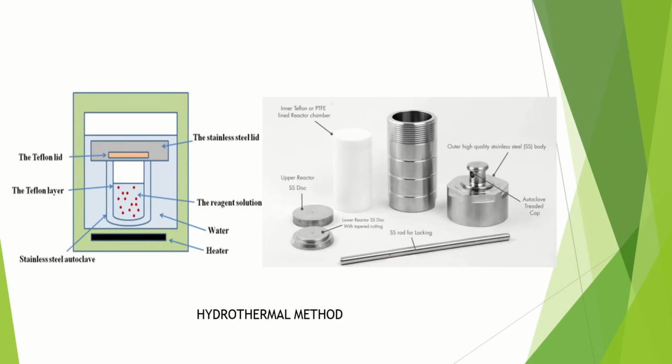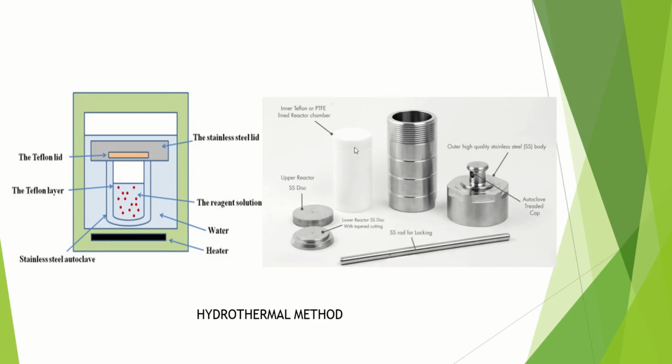Let's look at the diagram. This is a typical hydrothermal autoclave. On the left, you see the full setup. A stainless steel outer container for safety. The green shows the outer container. Inside that, you have the Teflon beaker where your actual reaction happens. Your precursor solutions and samples go inside here.